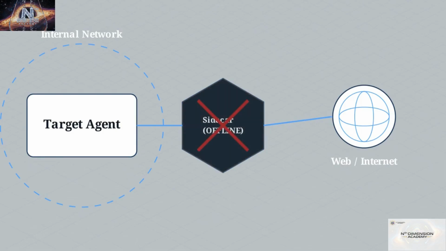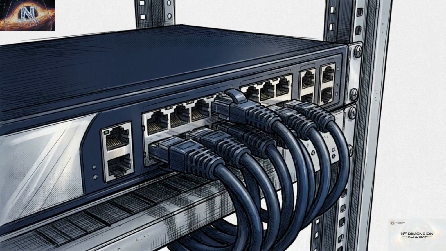Watch what happens if we manually stop the sidecar daemon. The agent immediately loses all internet access. There is no fallback path. Integrating the gateway directly into the network topology makes security a structural requirement of the infrastructure.